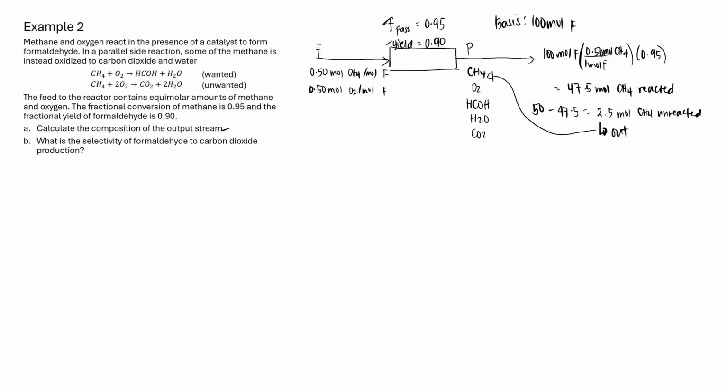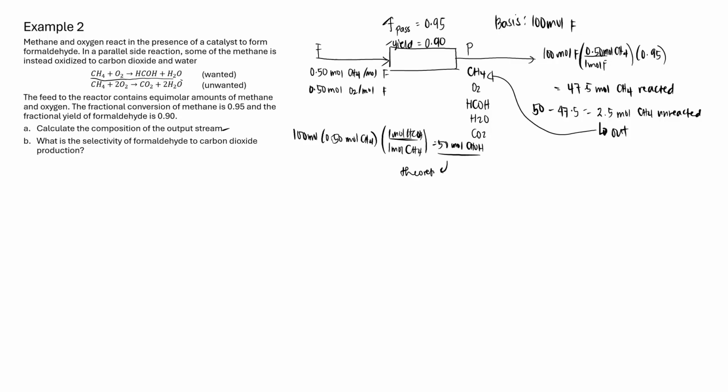So the yield is always based on the wanted reaction. For example, for the CH4O, the first equation, this equation is the only one that exists. So that means 100 moles of CH4 times 0.5, and then per every mole of CH4, that's 1 mole of formaldehyde. So 50 moles formaldehyde. This is the theoretical.